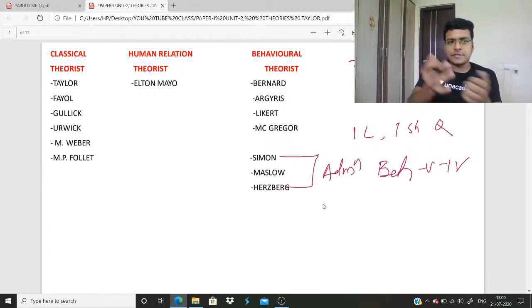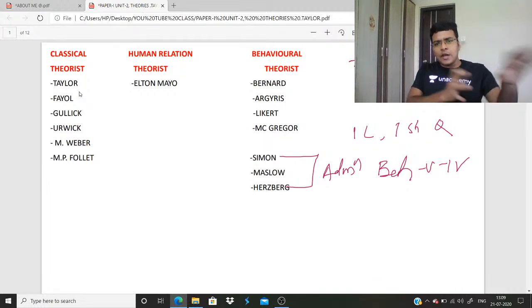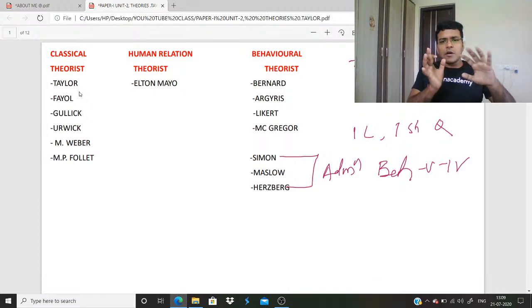Remember all these theories. As I said, classical theorists: Taylor, Fayol, Gulick, Urwick, Max Weber, MP Follett. Human relation theorist: Elton Mayo. Behavioral theorists: Barnard, Argyris, Likert, McGregor, Simon, Maslow, Herzberg. And when I say classical theorist, understand the classical means the earlier group of theorists. These are the oldest group of theorists. When you say classic song, classic music, classic car, these are the oldest group of theorists, the classical group of theorists. After the classical group come human relation theorists, and after human relation theorists we have the behavioral theorist or behavioral approach or behavioral era.